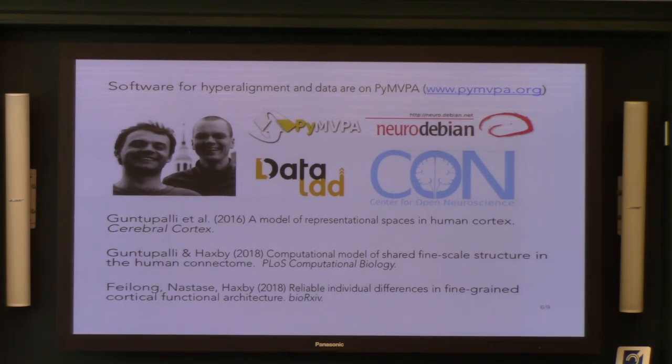And then these are just some references for some of the more recent papers. So there's this paper by Swarup on whole brain hyperalignment, another paper by Swarup on Human Connectome, on connectivity hyperalignment, and then a paper by Fei Long that is now on bioRxiv. We hope it'll be published soon on the individual differences. Thank you for your attention.